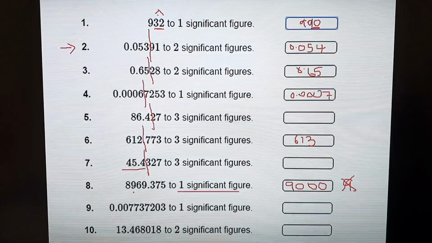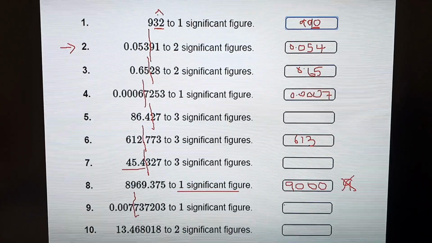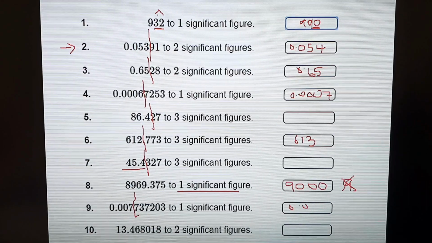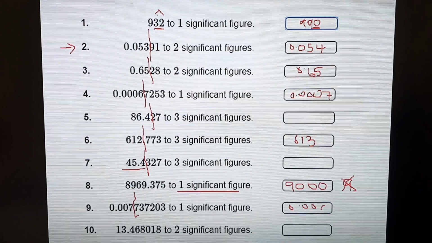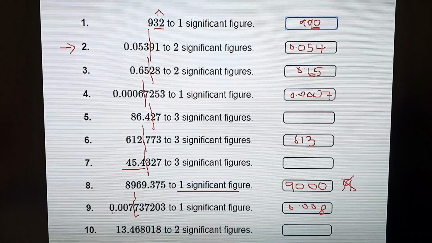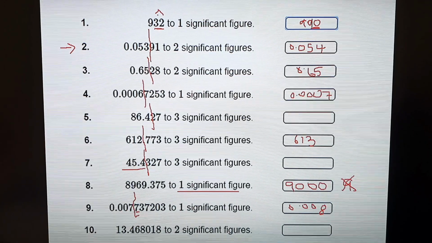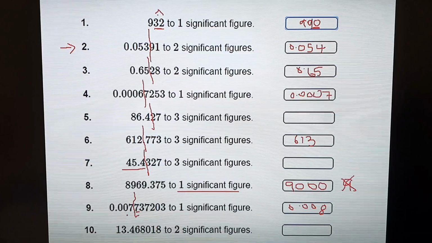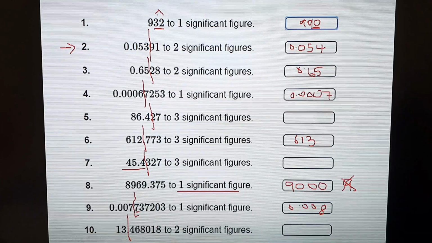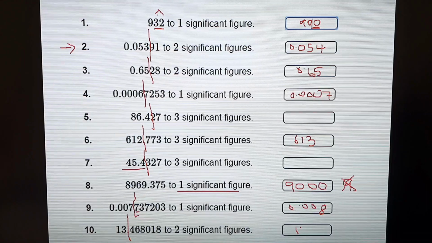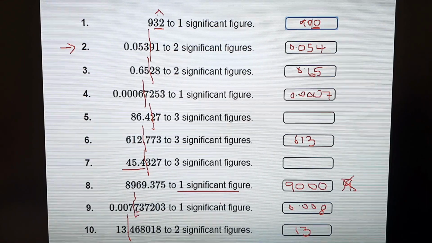Down here, one significant as well, which means we stop writing there. That's going to give us 0.008. The 7 after the 7 makes a 7 and 8, if that makes sense. And finally, two significant figures. Stop writing there. The number's just going to be 13 when rounded.